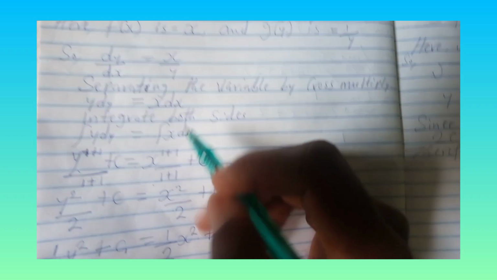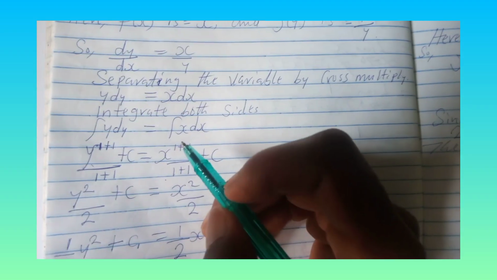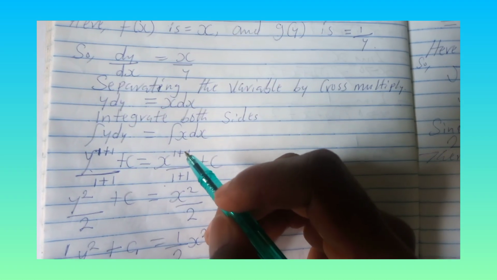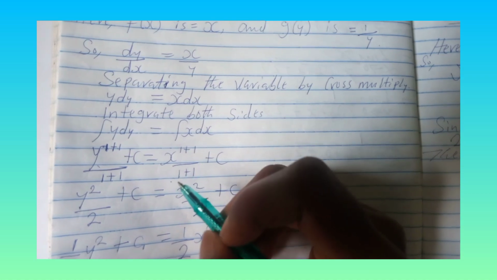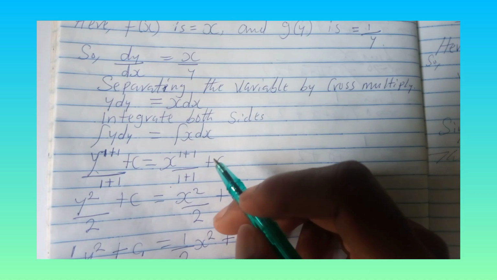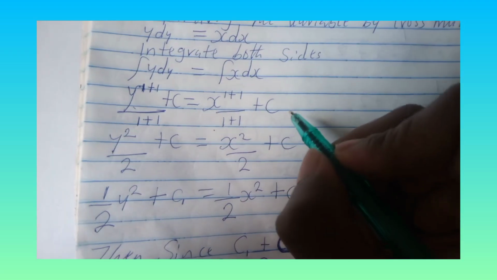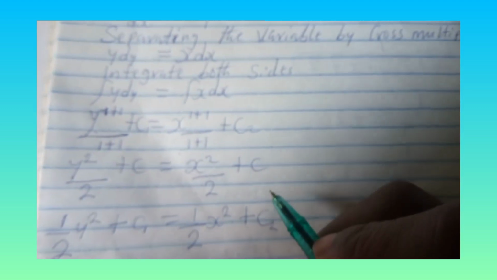Then on the right-hand side we have x. To integrate x, it has an invisible power of 1, so we add 1 to get 1+1, and divide by the same 1+1. Then we add c also, which is our constant 2. This c is our constant 2, and the other is our constant 1. So take note of it.